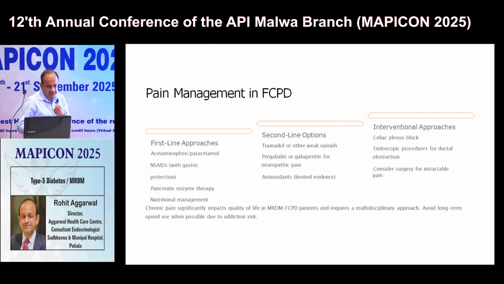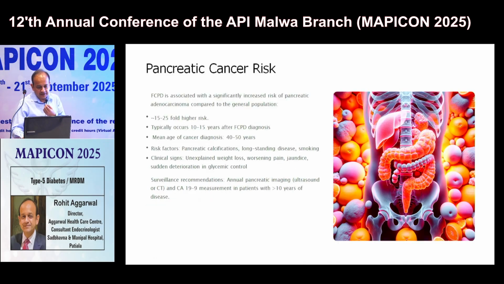And if the patient is complaining of pain, the first line therapy is always acetaminophen, that is paracetamol. Second line is tramadol, pregabalin, and interventional approaches like celiac plexus blocks, I don't know who is doing it. Endoscopic procedures for ductal obstruction, or you can consider surgery if there is intractable pain.